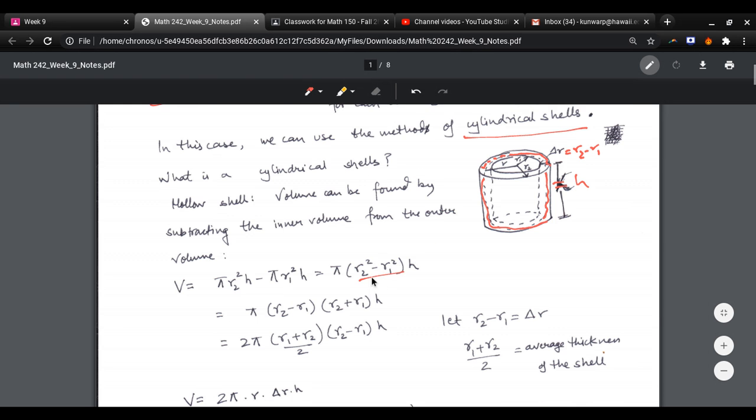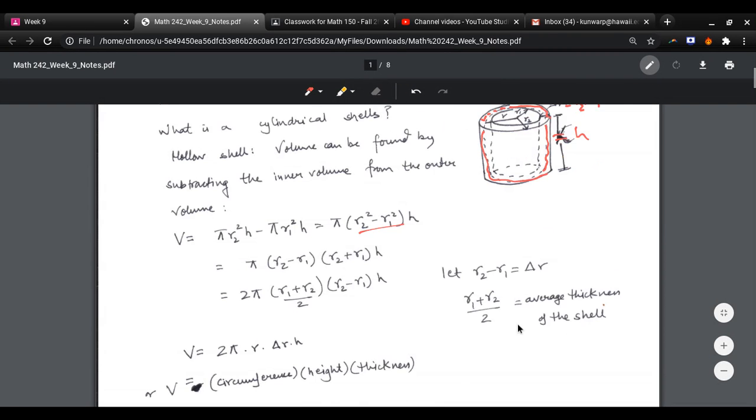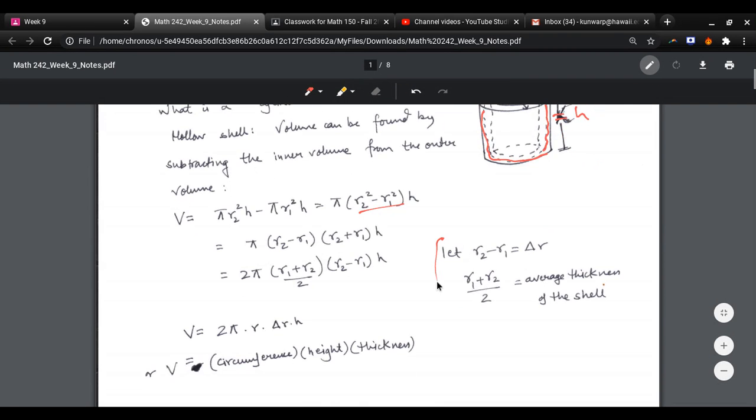This is a difference of squares, and can be written as R2 minus R1 times R2 plus R1. Noticing this is the sum of the radii, I divide by 2 and multiply by 2, and let R2 minus R1 be delta R. Then R1 plus R2 over 2 is the average radius of the shell. Then the volume becomes 2 pi R delta R h. 2 pi R is the circumference, h is the height, and delta R is the thickness.